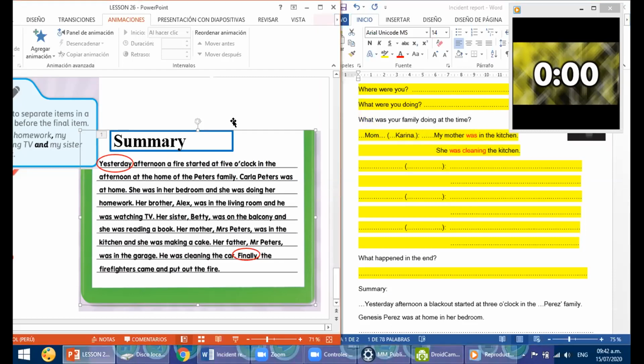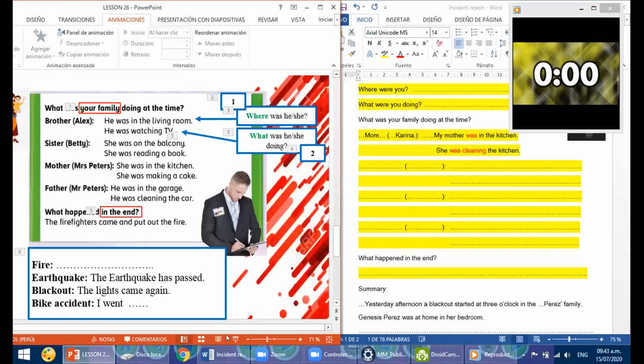What was your incident, Hermione? The blackout. A blackout, yeah, complete with this expression, Hermione. The lights came again. Okay, this is for the blackout, okay? The lights came again. Okay, one student more.